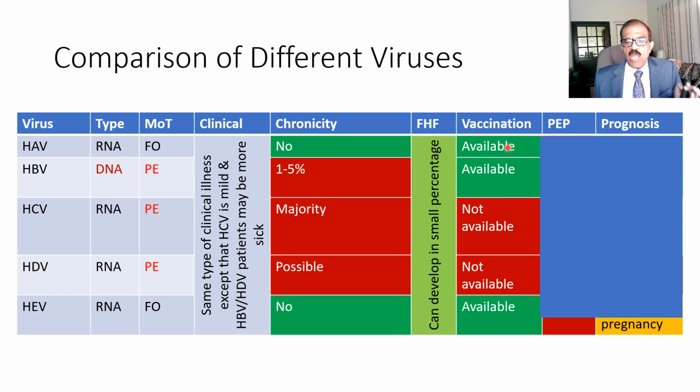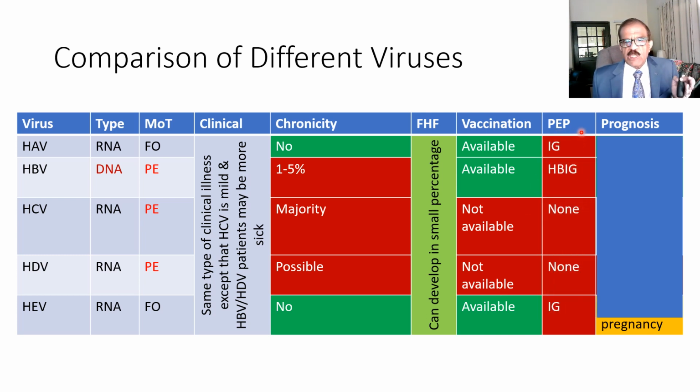Those patients who have chronic liver disease, chronic hepatitis B or chronic hepatitis C, or I think some other chronic liver disease, it is recommended that they should have hepatitis A and E vaccination also, because they cannot take this insult of even acute hepatitis.